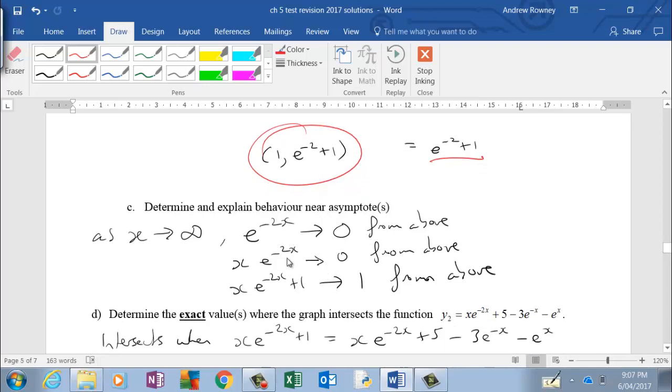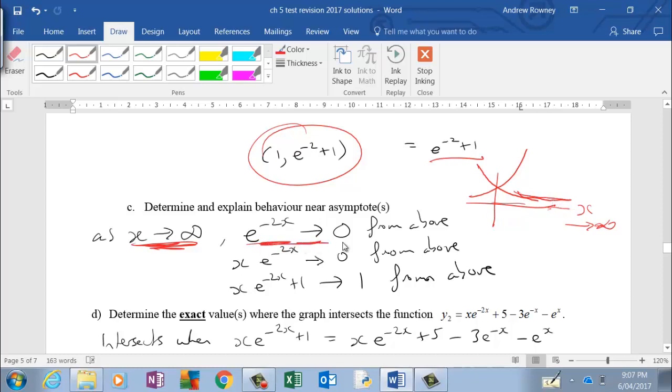Explain the behaviour near the asymptotes. That's asymptotes when the function approaches a certain value. So as x tends to infinity, it looks like this. We've got e to the minus 2x, that would be e to the 2x, e to the minus 2x would look something like that. As x tends to infinity, this is getting closer and closer to 0. This is x here, and tending to infinity is going to the right. So as we go to the right, this is going to go to 0.